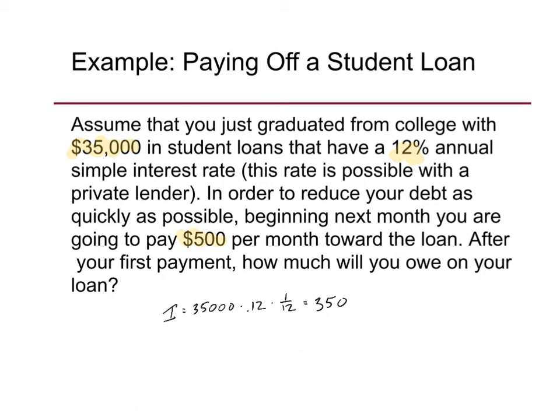Whew, that's a lot of interest. So our new balance, and I changed to red here because it's terrible, is $35,000 plus $350 in interest minus my $500 payment equals $34,850. So our balance only decreased by $150 despite my $500 payment. That's rather unfortunate. Try not to take out student loans unless you have to. That's the moral of this example.